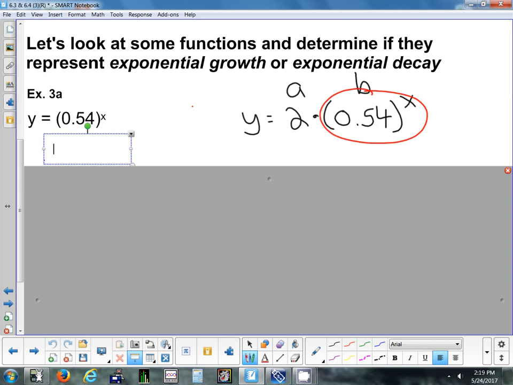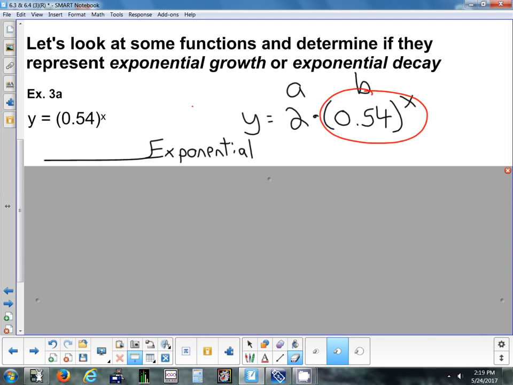This will be exponential decay. All right, don't get tricked. You're only looking at what's inside the parentheses that has a little x with it. This will be exponential decay.